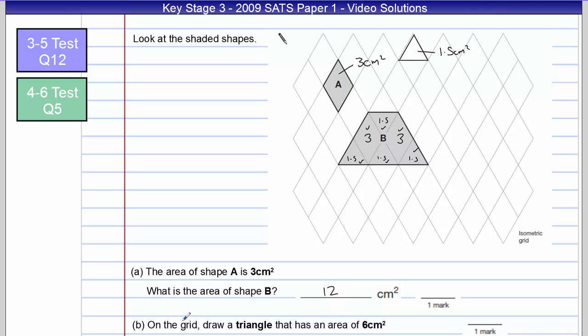In part B, it says, on the grid, draw a triangle that has an area of 6 centimeters squared. Well, that's either going to be 2 of these or 4 of these little triangles. Remember, you can always use trial and error a bit for this. If I go down here, and then across, and then back up, we would have 3 in this bit, 1.5 here, and 1.5 here. Altogether, that gives us 6 centimeters squared as required. Okay, if I'd not got it right first time, I could have just rubbed it out and tried again.